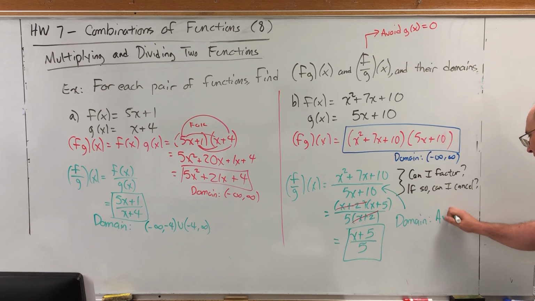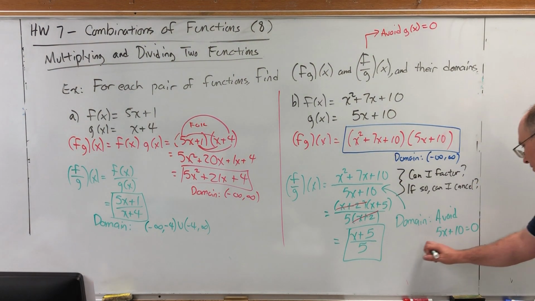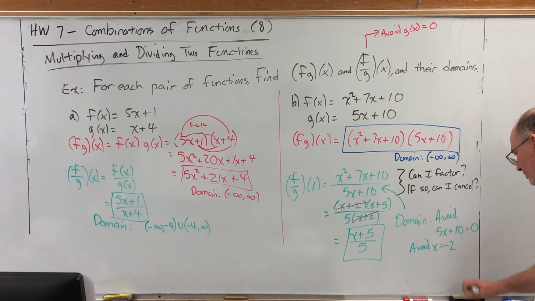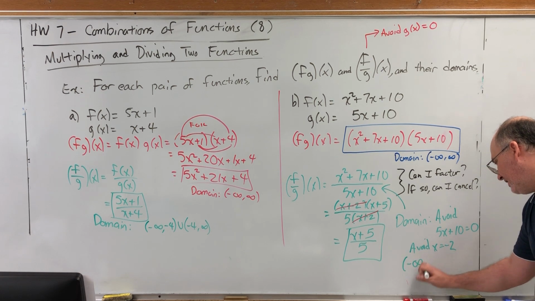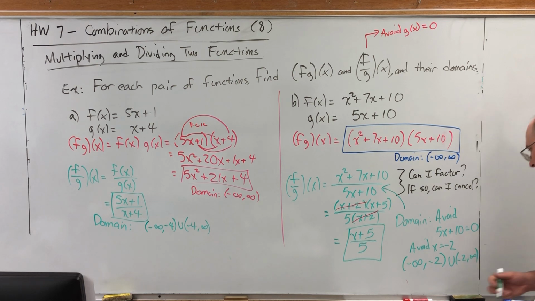In this case, we have to avoid 5x plus 10 is equal to 0, because at some point before we simplified, that was the denominator. Well, if you solve that, that means we have to avoid x equals -2, which means our interval, our domain, is -infinity to -2, union -2 to infinity.